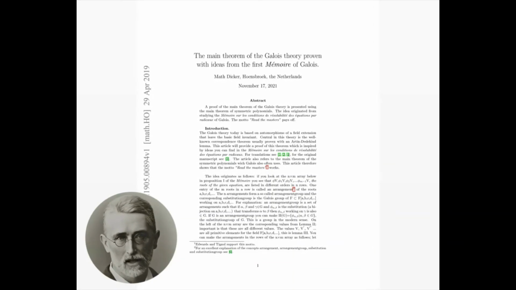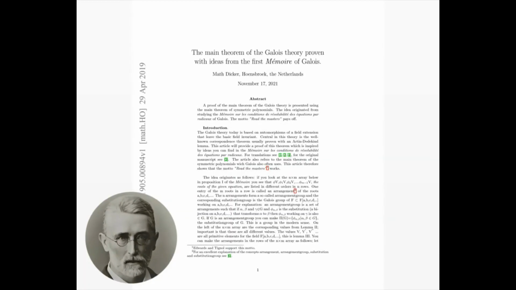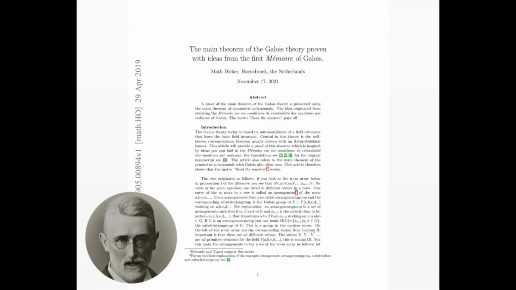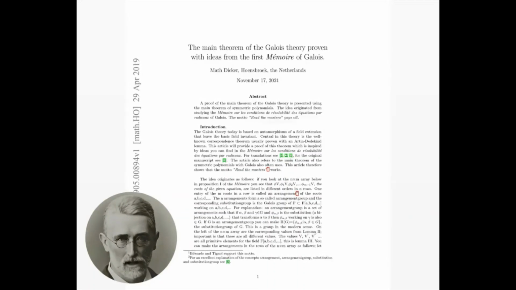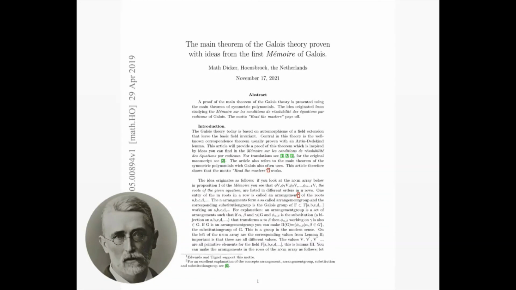Finally, as you now know, the main theorem of the symmetric polynomials and the main theorem of the Galois theory can be derived from each other. As is known, the main theorem of algebra can be derived from the latter theorem.